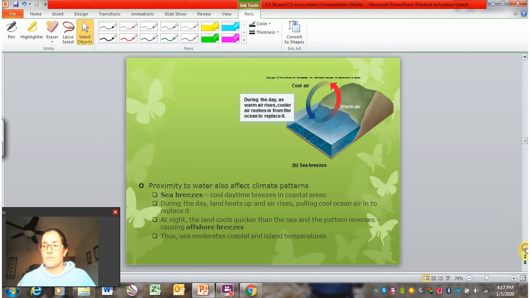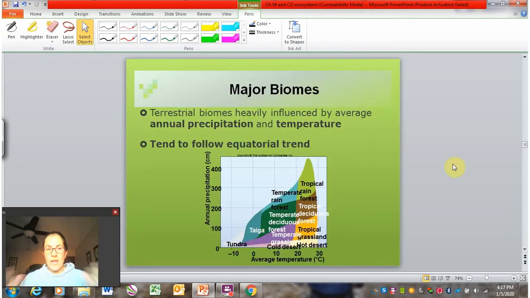So the climate collectively, so all of these things: the position of the equator, the global circulation, elevation, relative closeness to a large mass of water, all of those things are impacting the organisms that can live in that region. And we collectively call this climate pattern, and the organisms that live there, a biome. So terrestrial biomes, land-based biomes, are heavily influenced by annual precipitation and temperature. They're the two biggest impacts. And again, other things come into it, but those are the two biggest ones.